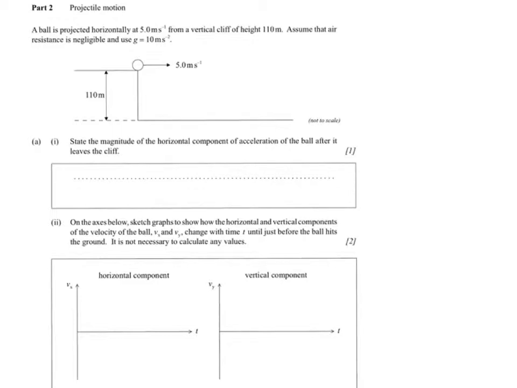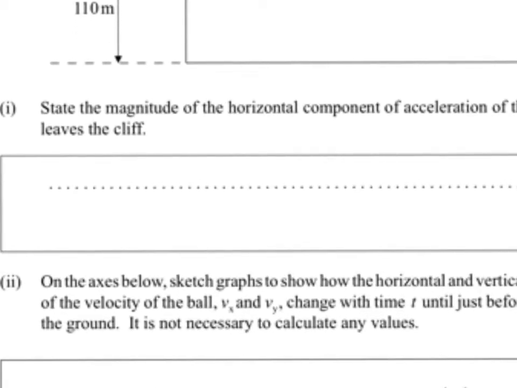The first question is to state the magnitude of the horizontal component of acceleration of the ball after it leaves the cliff. So once the ball leaves the cliff, the only force of acceleration that is acting upon it is gravity. There's no horizontal acceleration, so therefore the magnitude of the horizontal component of acceleration is 0 meters per second squared.